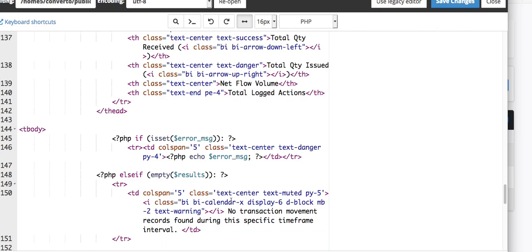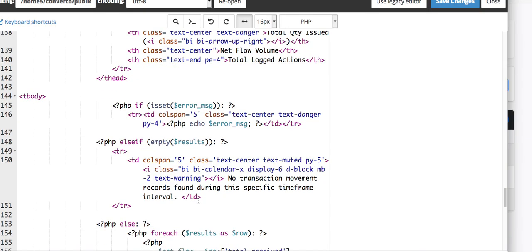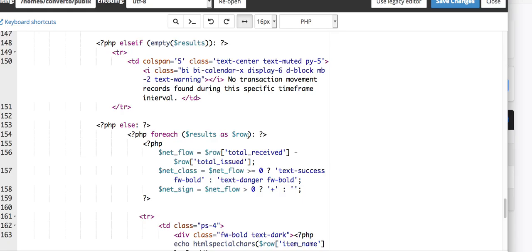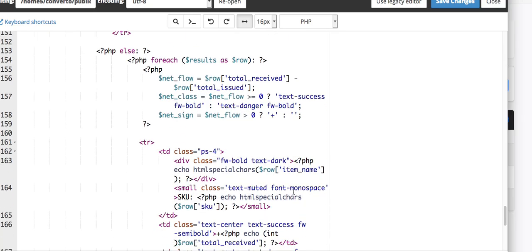But you want to do that because you check. This is just a message. See if it's empty, you do this. If it's a message, you do that. And then you have it over here for each of this row. You do the calculations right here. If it's equal to 0, text success, and if it's not, they give you that blanks thing there.